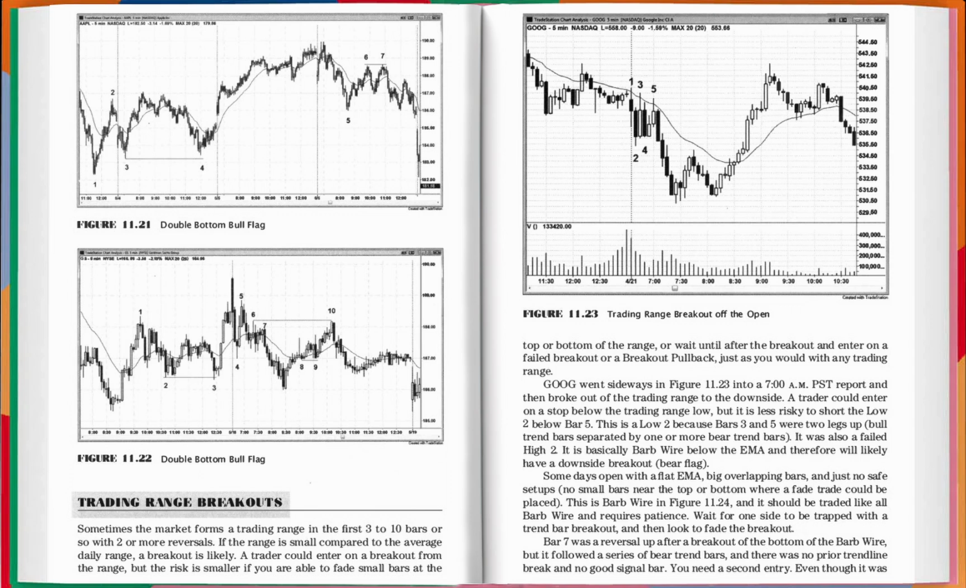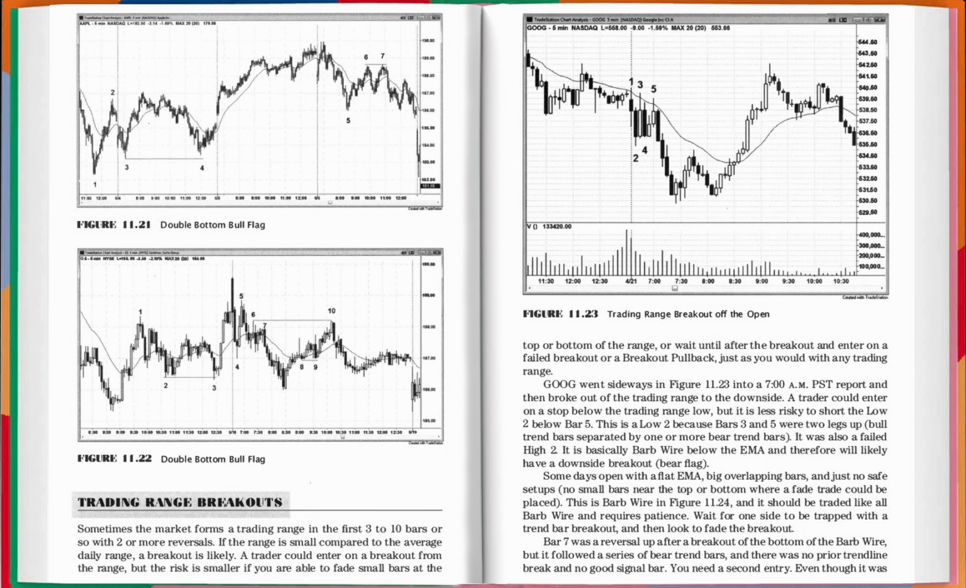Some days open with a flat EMA, big overlapping bars, and just no safe setups, no small bars near the top or bottom where a fade trade could be placed. This is barbed wire in figure 11.24, and it should be traded like all barbed wire and requires patience. Wait for one side to be trapped with a trend bar breakout, and then look to fade the breakout.